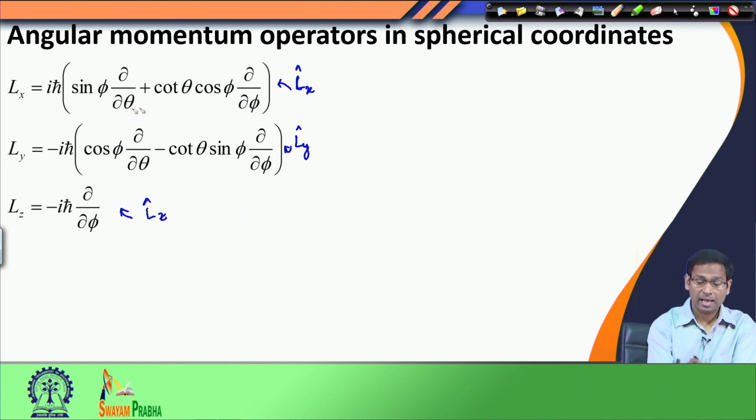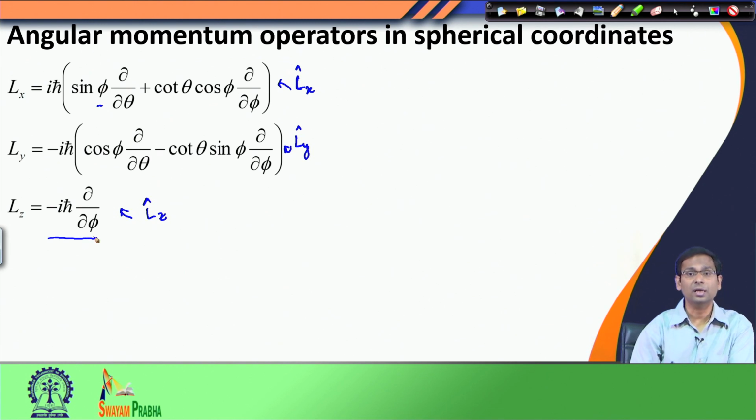So, you see Lx, Ly and Lz now depend, instead of x, y, z or x p x, y p y, z p z, on some phi related terms and some theta terms. So, there are some differentiations with respect to theta and some with respect to phi. This is for Lx and Ly, and we see that Lz depends only on the phi coordinate and not on the theta coordinate.